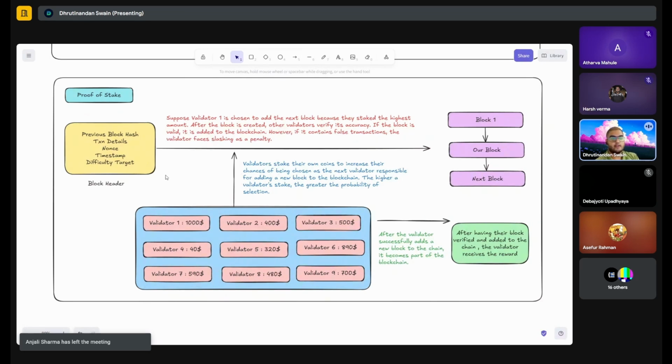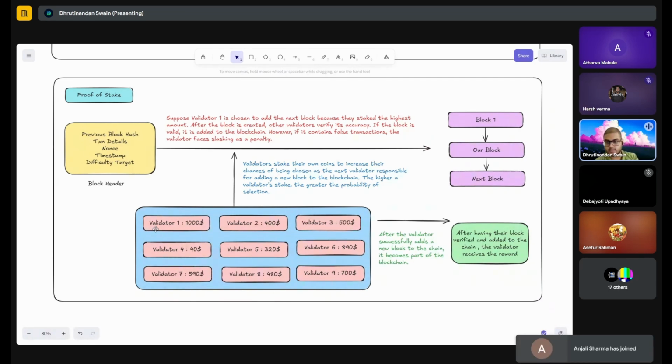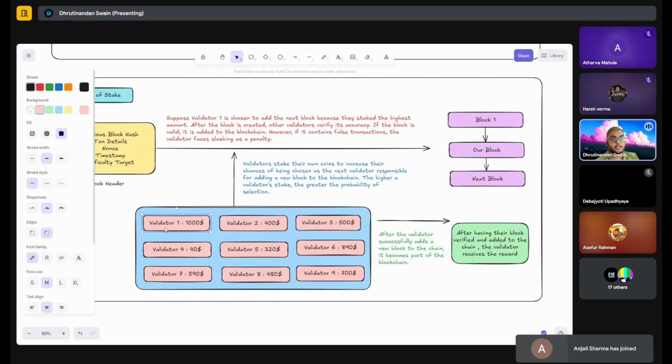As I mentioned, validators stake their own money and are responsible for adding blocks to the blockchain. If any block fails verification due to contaminated transactions, validators lose their own money as well. This is known as slashing. When validators lose their own money or the coins they have staked, that is what we call slashing. This is faced by the validators.